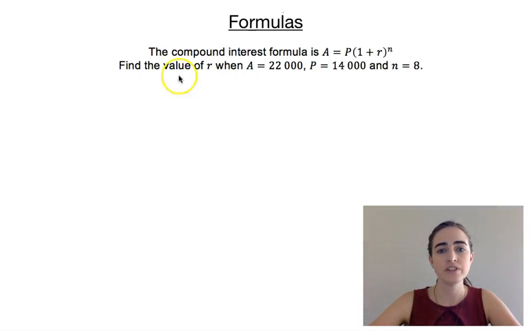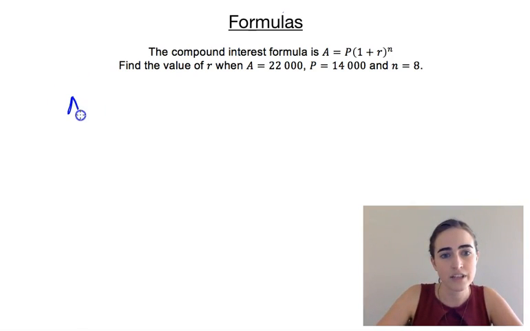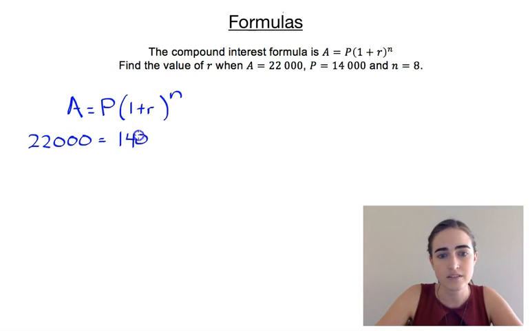Our second example is going to use the compound interest formula, which is A equals P outside of 1 plus r to the power of n. It asks us to find the value of r this time when A is 22,000, P is 14,000, and n is equal to 8. So we'll rewrite our formula again. So A equals P outside of 1 plus r to the power of n. Fill in what we know. So we've got that 22,000 equals 14,000 outside of 1 plus r to the power of 8.